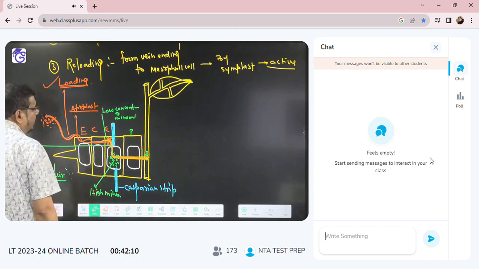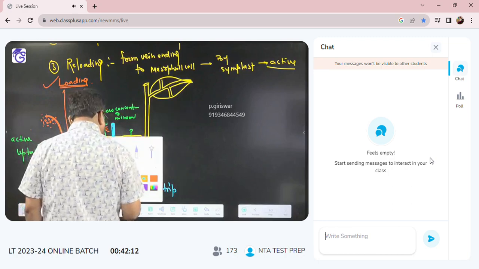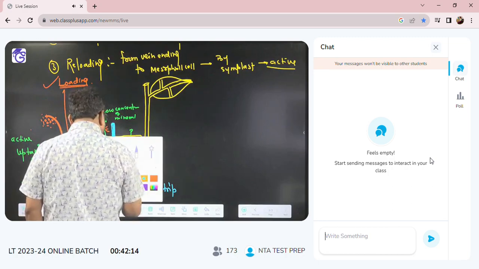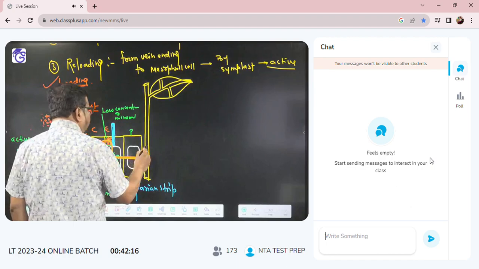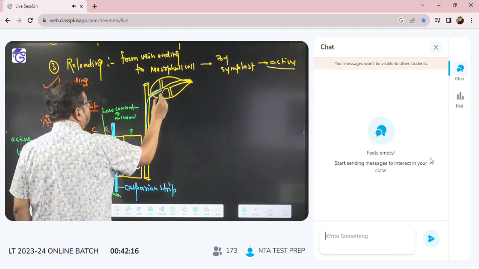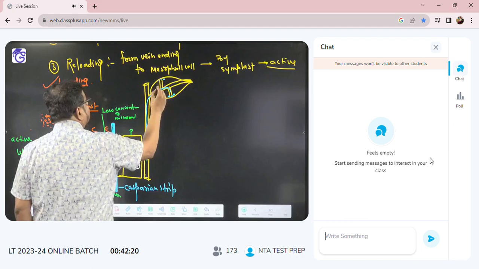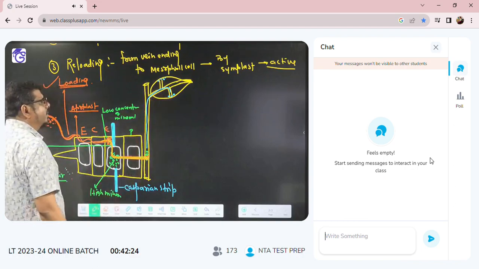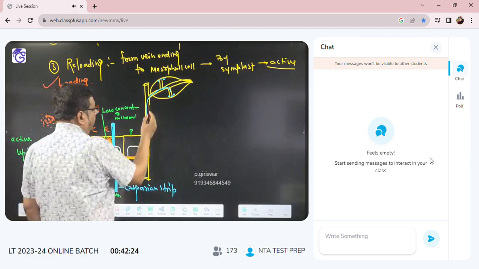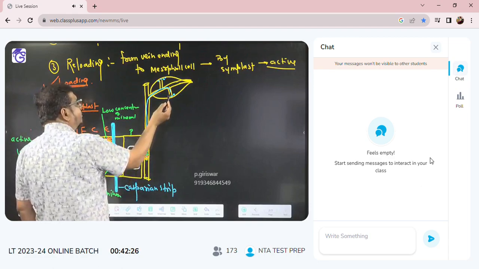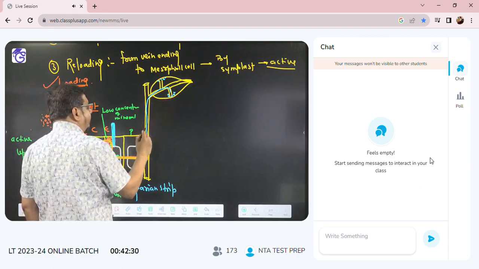Got the idea? Now what is unloading? When minerals move from the xylem to the vein ending of the cell in the leaf, from the xylem of the root to the vein ending of the leaf, it is called unloading.